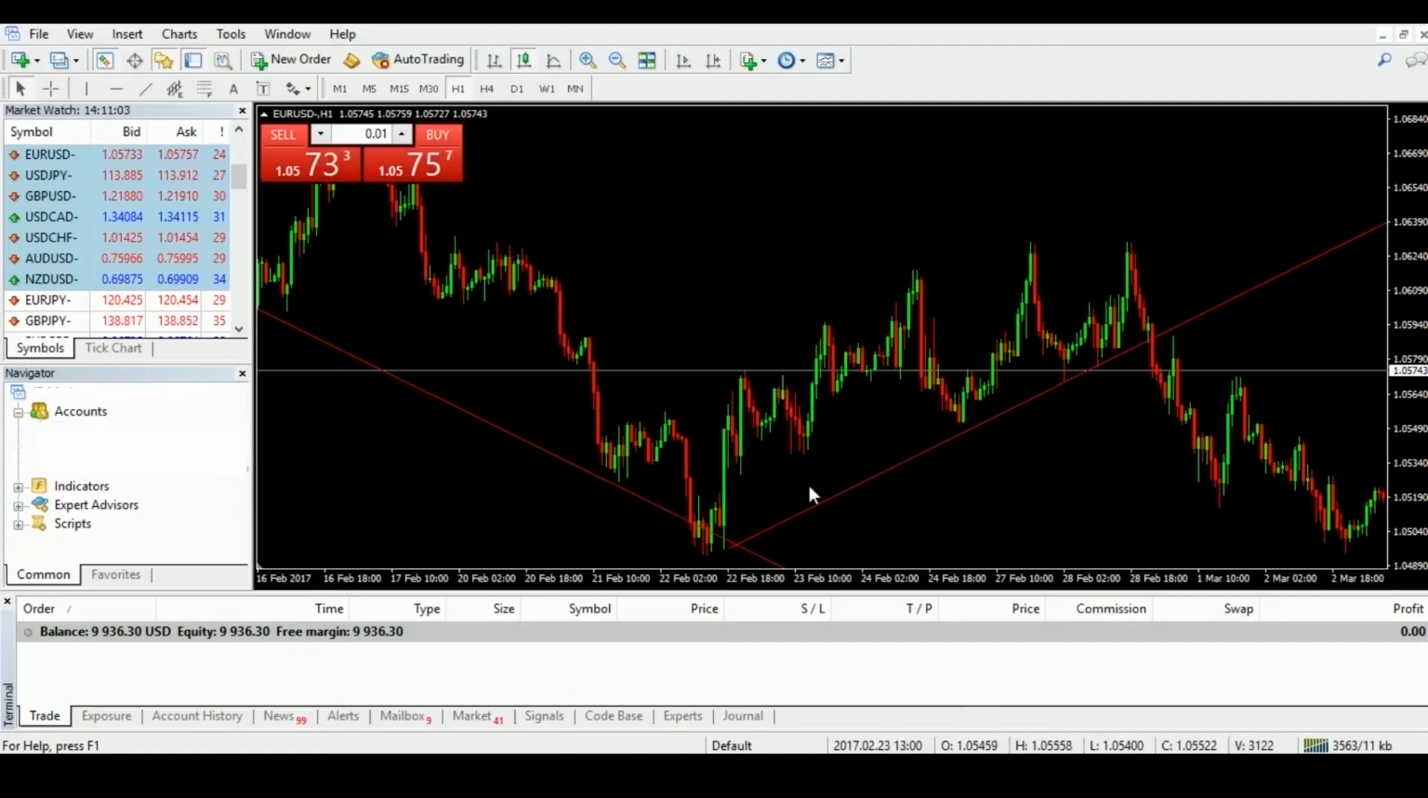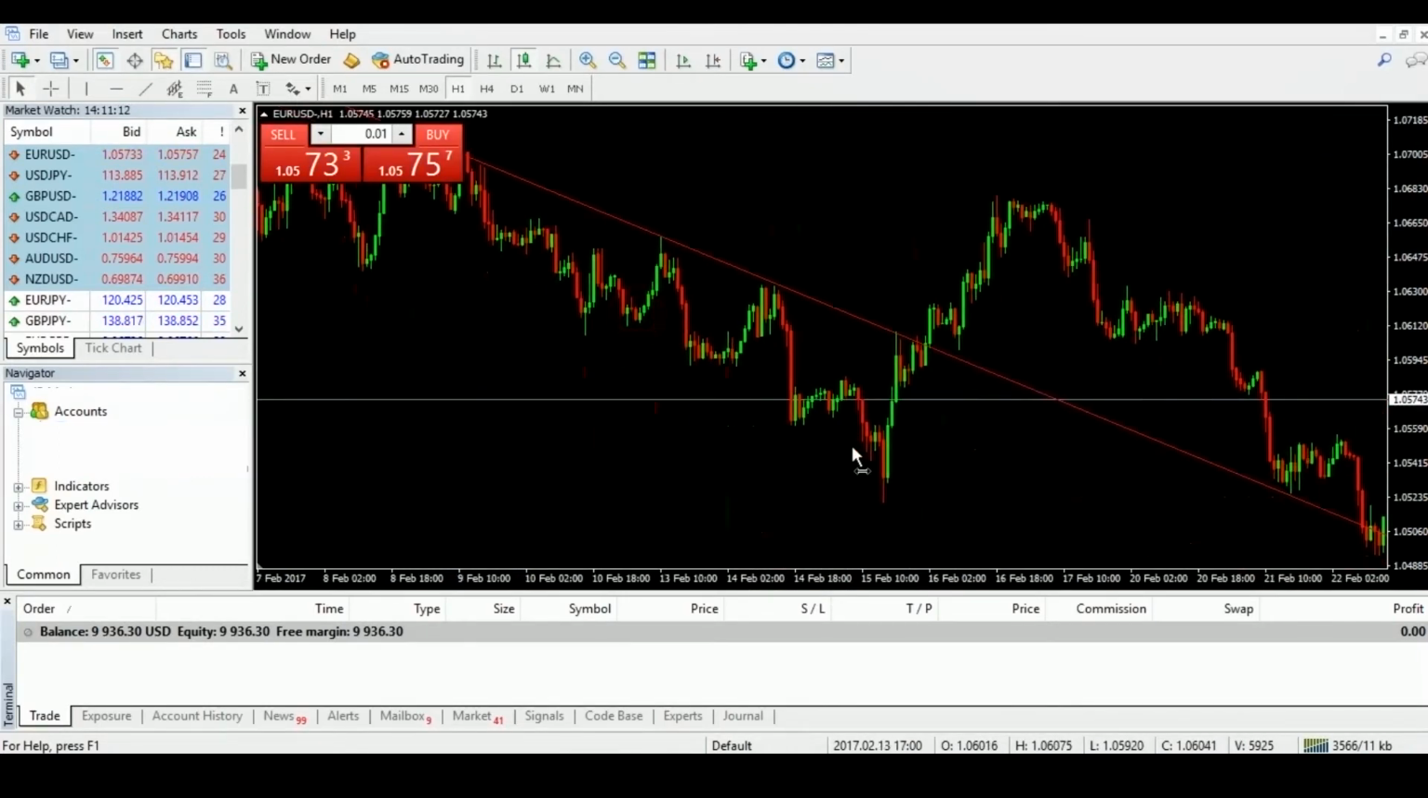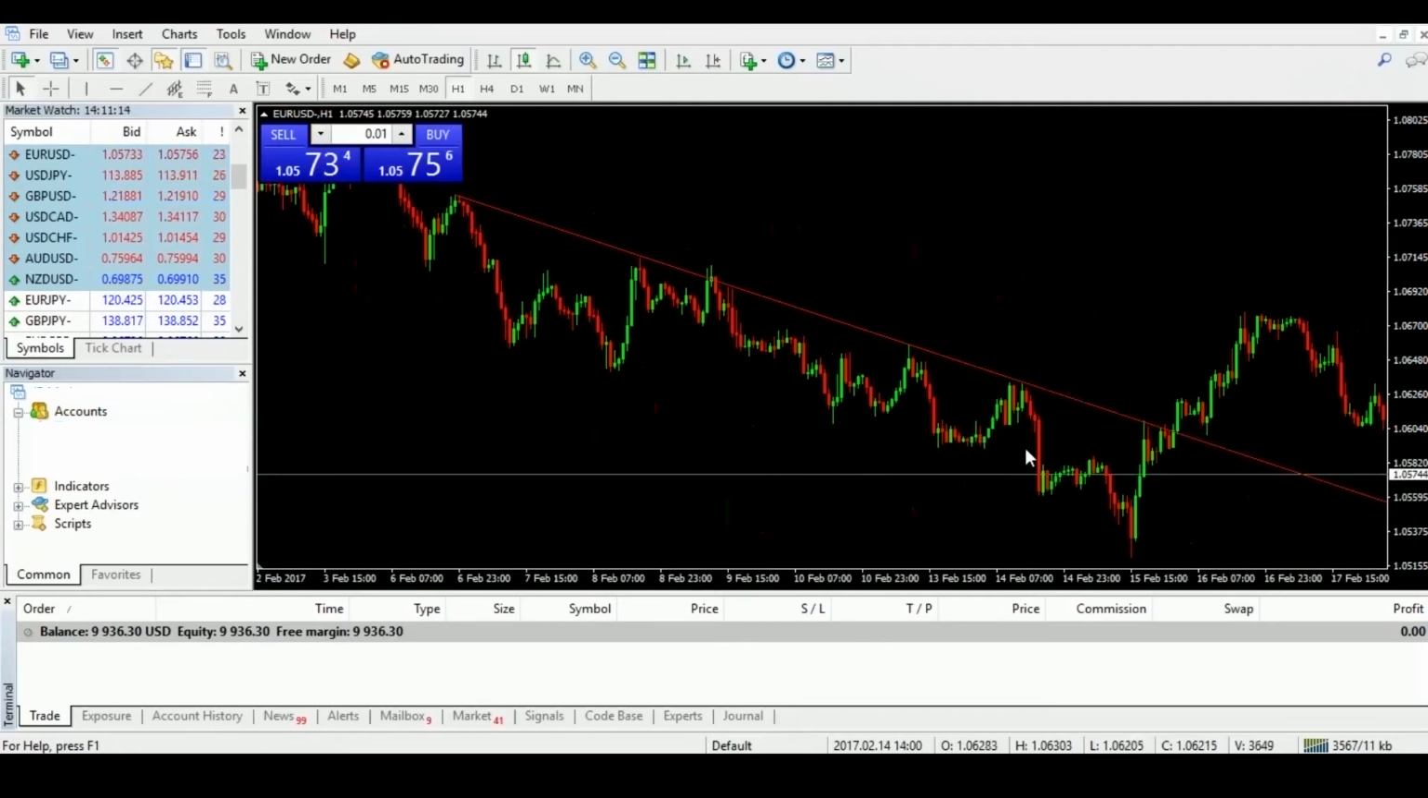Now, when you are plotting support and resistance, make sure that your support is always supporting price up, and your resistance is always pushing price down. Support and resistance also works in a way where you have to play with it to figure out which is your best support or resistance line.